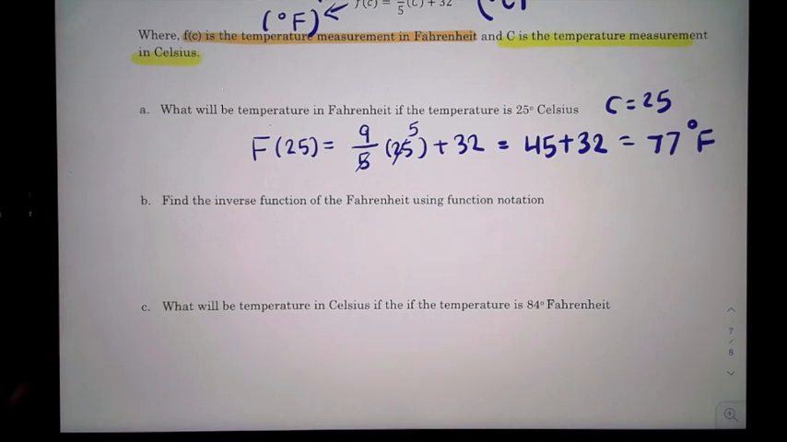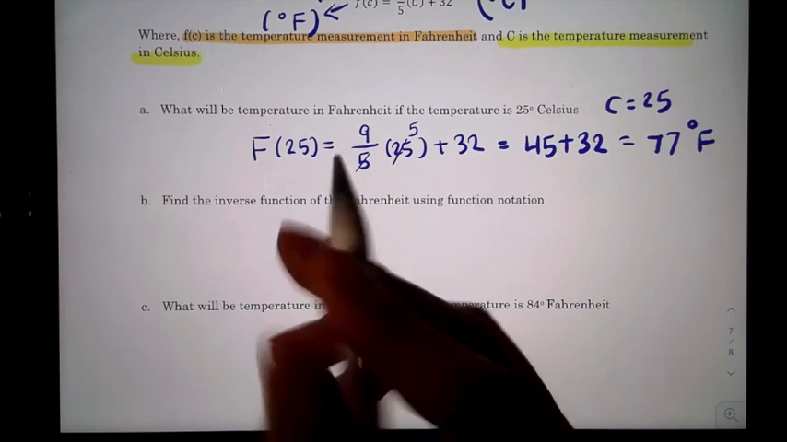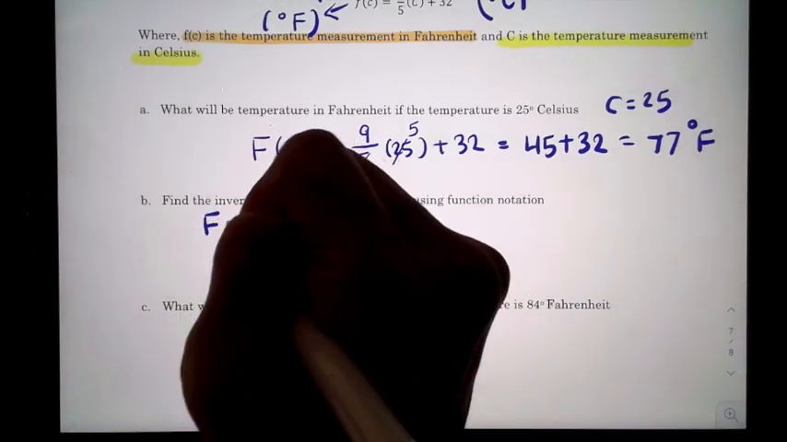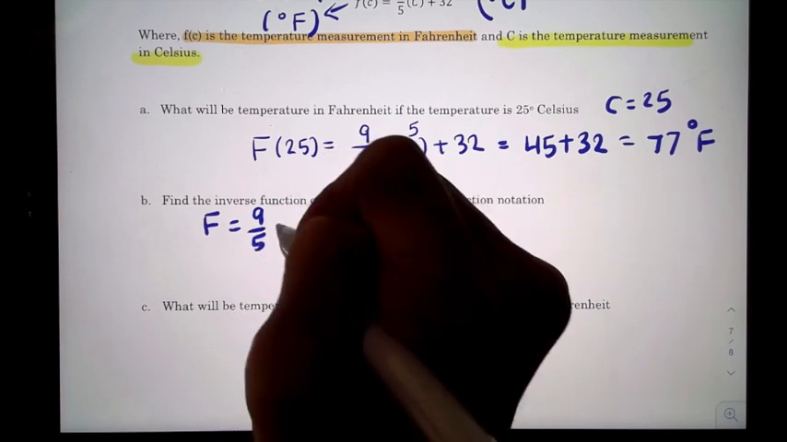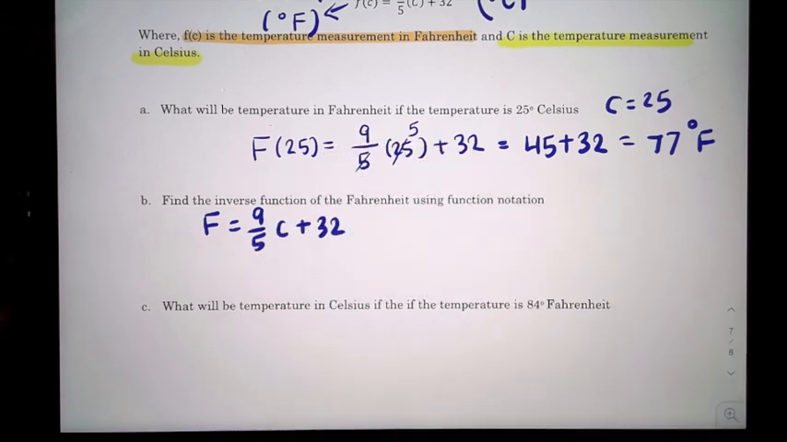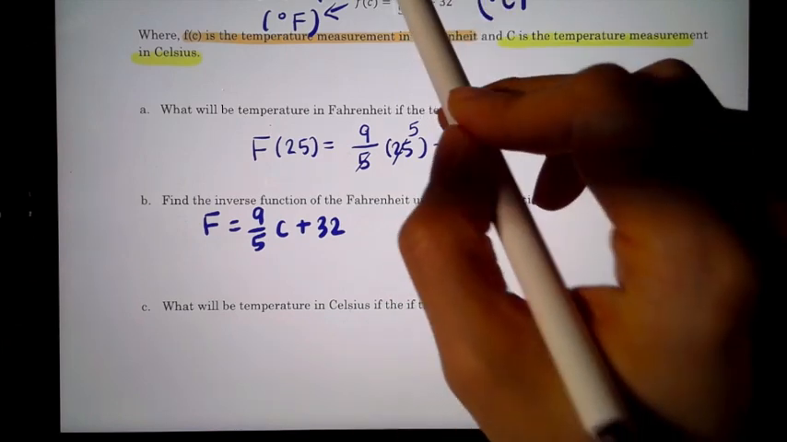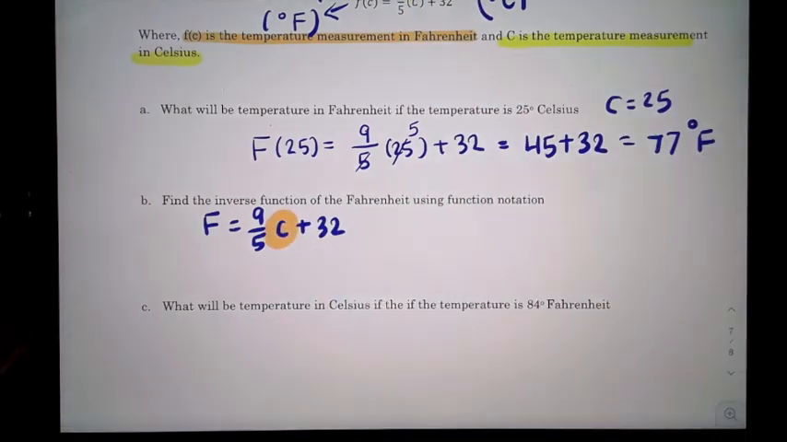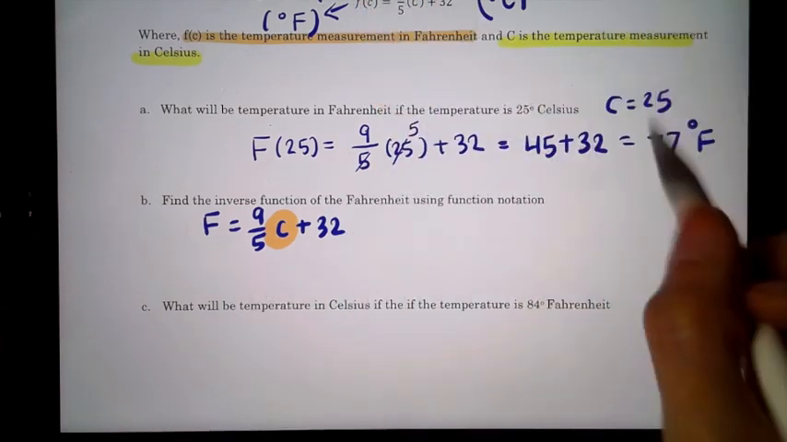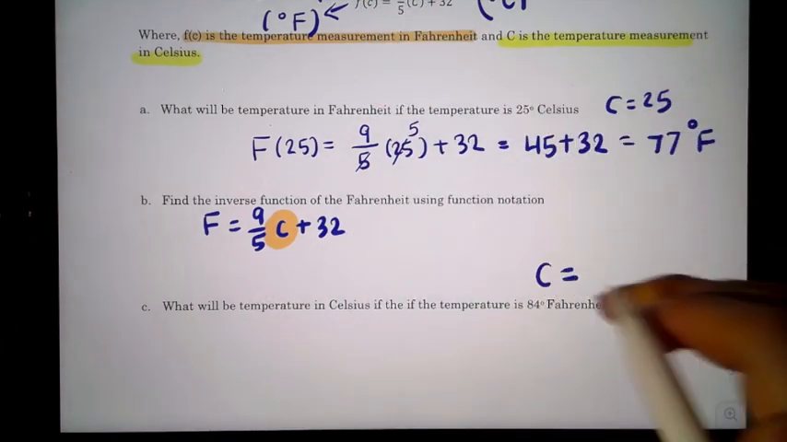For B, you need to find the inverse function of the Fahrenheit function using function notation. So I'm gonna copy the function first. It's F equals 9 over 5 C plus 32, right? And guys, normally to get the inverse function, we switch X and Y, right? But this is a word problem, and C and F represent something. C is Celsius and F is Fahrenheit. So I'm gonna keep F and C, but I'm gonna solve it for C.